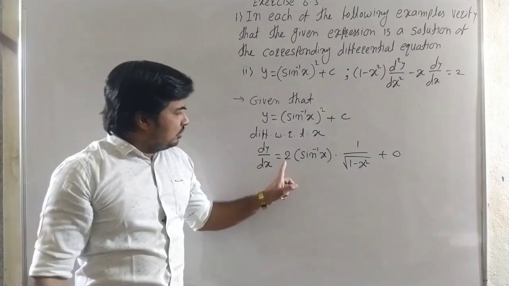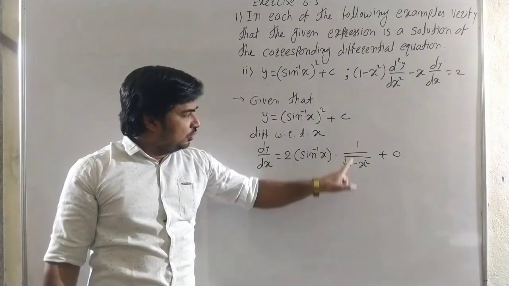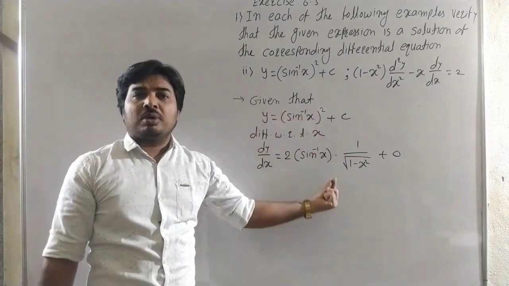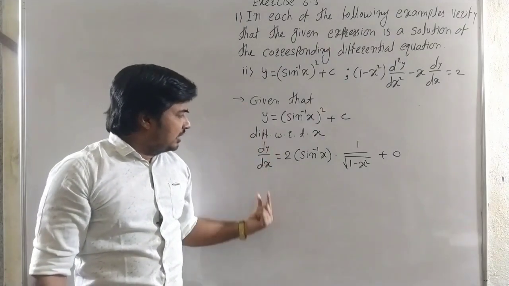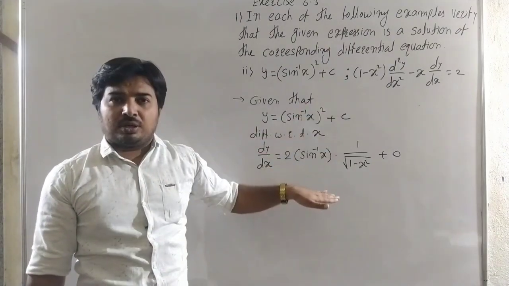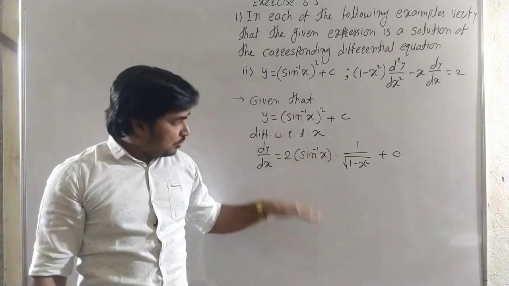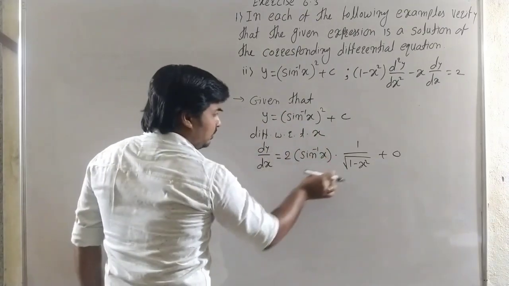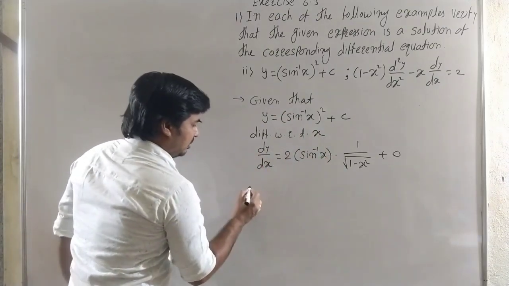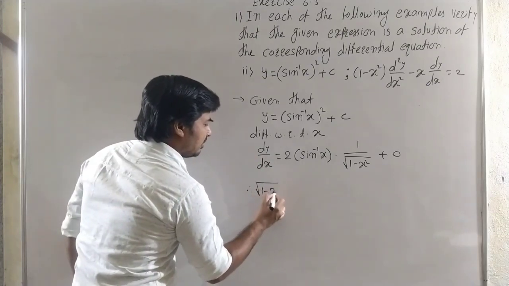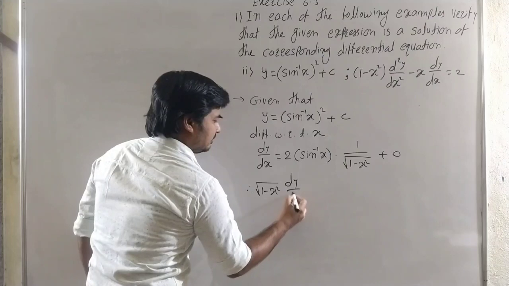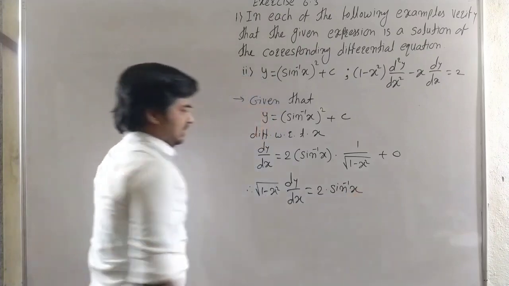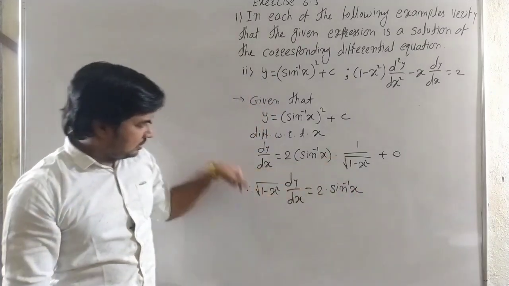Now dy by dx is equal to 2 into sin inverse x into 1 upon under root 1 minus x square, that means 2 sin inverse x upon under root 1 minus x square. Then again differentiate, d2y by dx2, and here we would use the u by v formula. But we take one more step to make the calculation easy. Here it is, under root 1 minus x square dy by dx is equal to 2 into sin inverse x. Now we take this under root to the LHS.